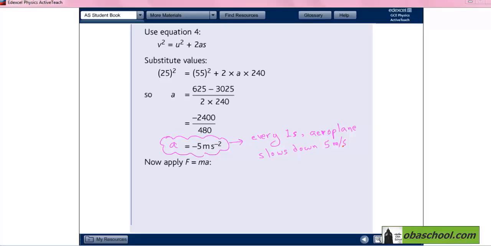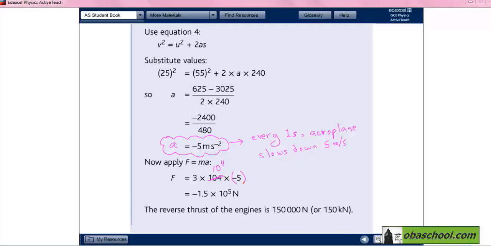F is m times a. m is 3 times 10 to the power 4 and a is minus 5. Pay attention, this is not 10 to the 4, it is 10 to the power 4 multiplied by the minus 5, which is the acceleration. Now for the answer, it is minus 1.5 times 10 to the power 5 Newton, or it is 150,000 Newton. You can write it either way.